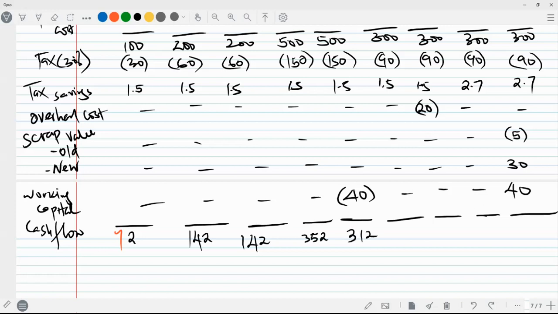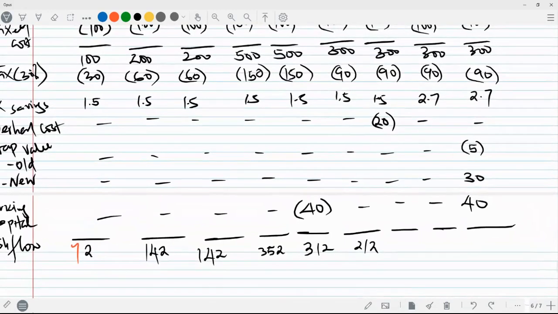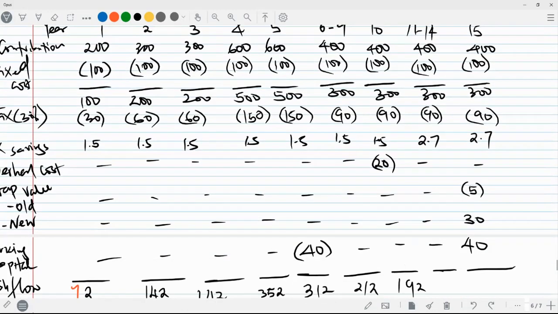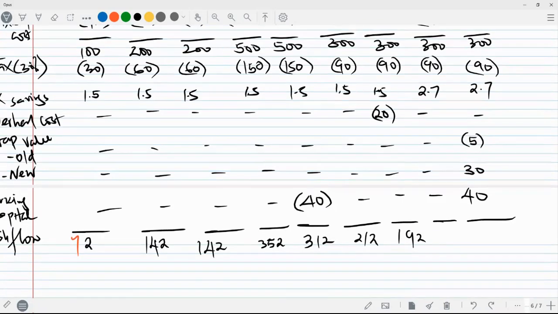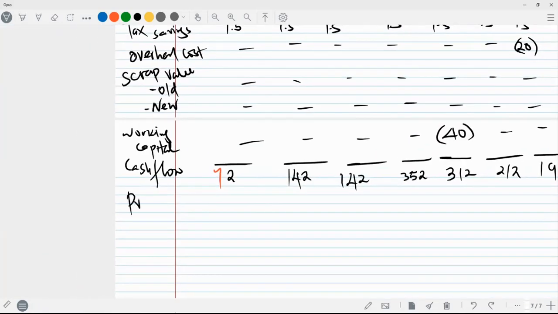212, yes, 212 in here. Year 10, 192. Year 11 to 14, 213. And year 15, the final year, 278. Okay, we discount them back to year 0 using the company cost of capital, which in this case is 20%.